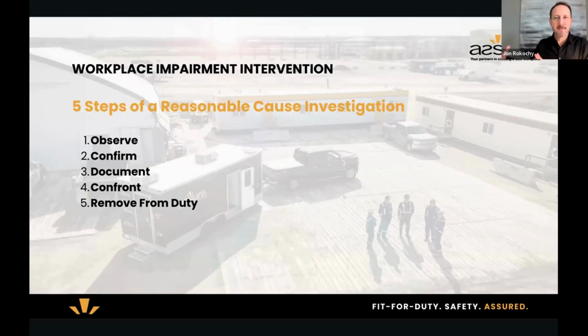I'm going to get somebody else to confirm. If we're both in agreement, yes, I believe this worker is unfit for duty because of substance use, I think we've met the requirements of a reasonable cause test. We're both in agreement. We're going to request that they complete a reasonable cause test. We're going to confirm that.